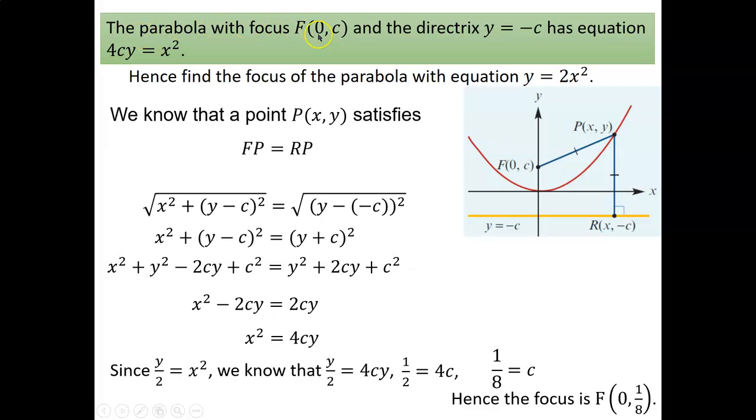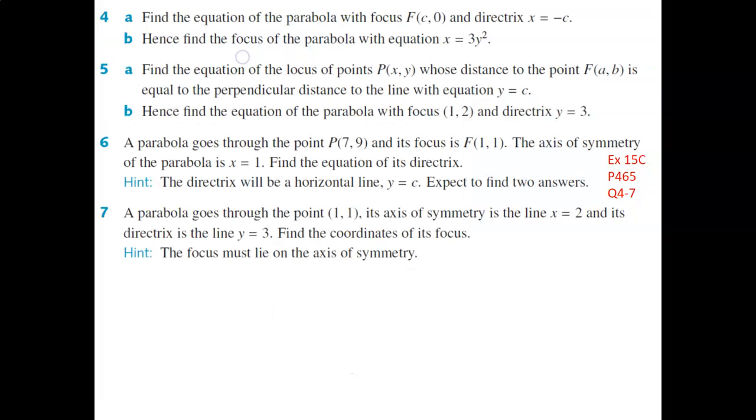So the parabola with focus at (0, c) and a directrix at y equals -c will always have the equation 4cy equals x squared. So now you can do questions 4 to 7 and make sure you mark your work.